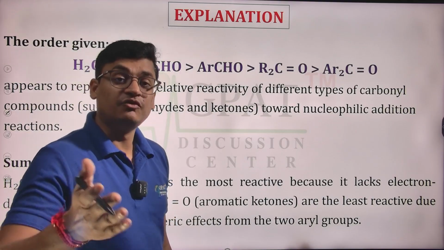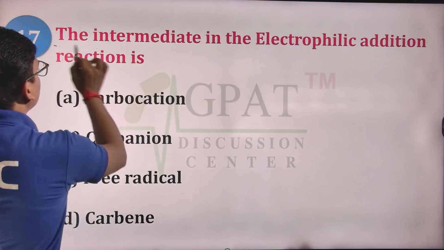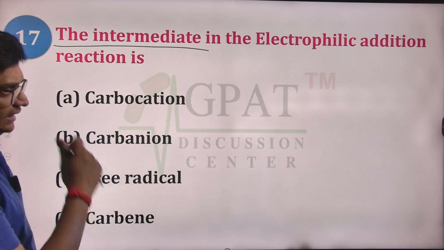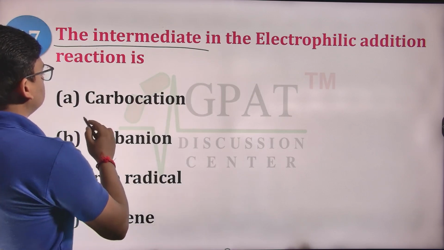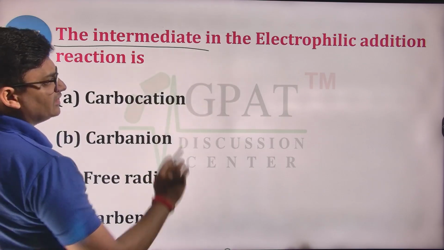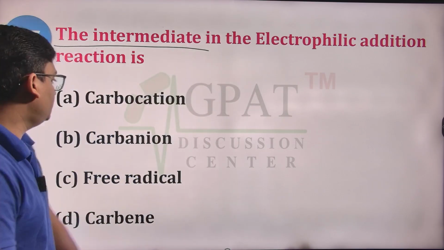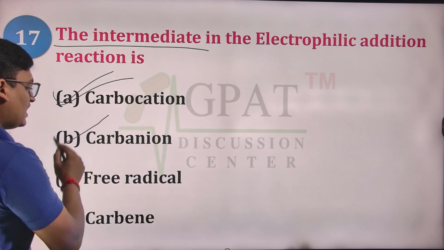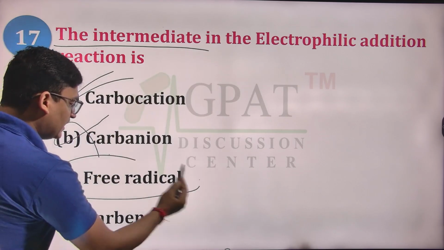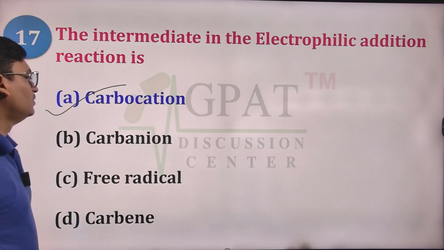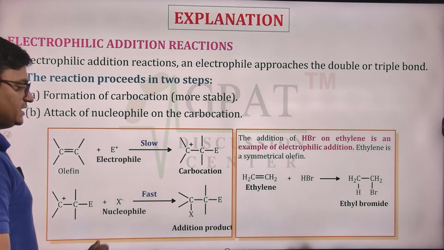The intermediate in the electrophilic addition reaction is, so when we are having an electrophilic addition reaction, then we will be having a carbocation intermediate. Not carbanion, not free radical, that is free radical addition reaction. So carbocation will be your right answer.